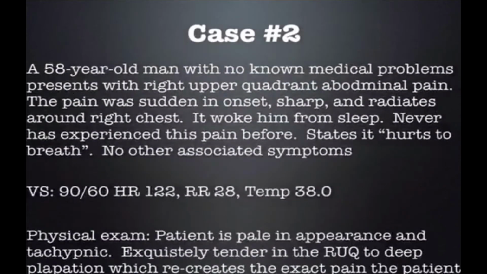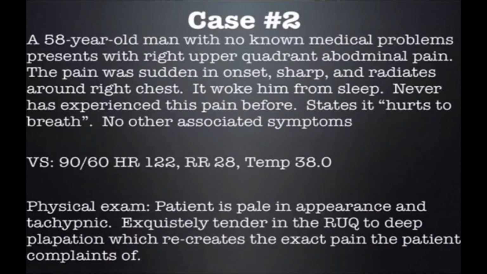So case number 2. This is a 58-year-old man with no known medical problems, presents with right upper quadrant abdominal pain. The pain was sudden onset, sharp, and radiates around the right chest. It woke him from sleep. Never has experienced this pain before. States it hurts to breathe.